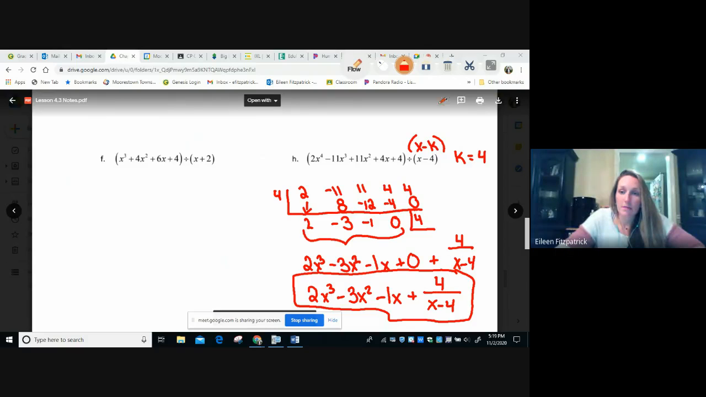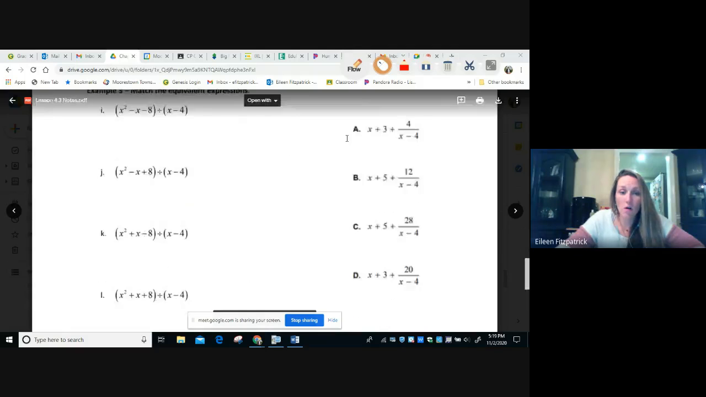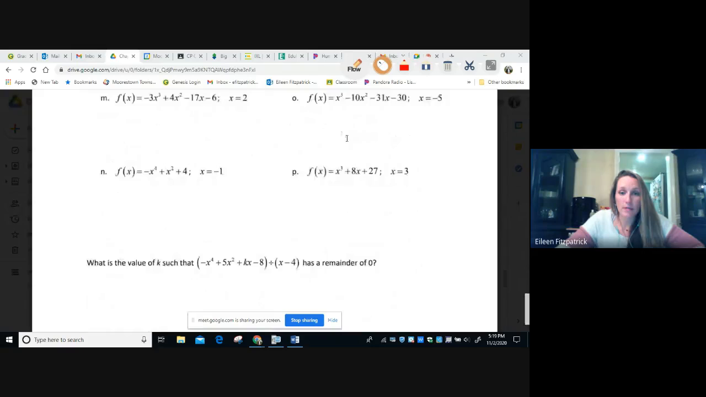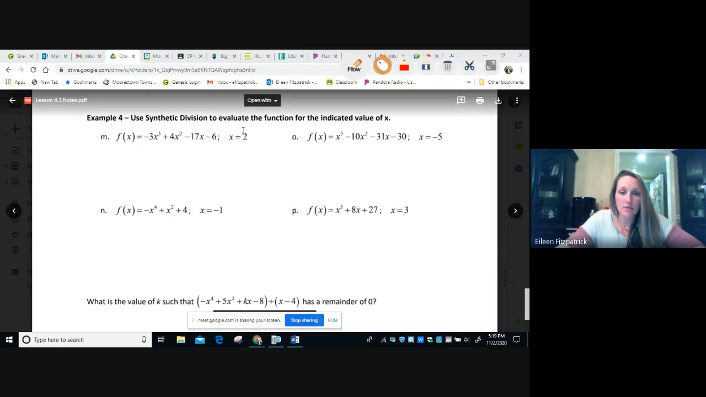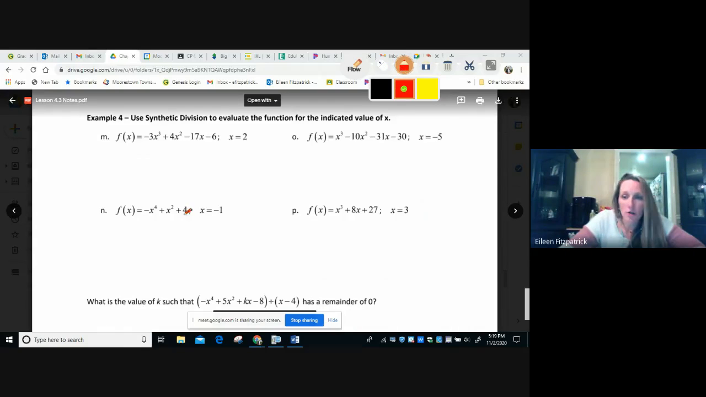All right, let's keep on moving along. So we did all of example 3 in the last video lesson. For example 4, we did M and O. We just have to do N, P, in this last problem here. N and P says use synthetic division to evaluate the function for the indicated value of x, which I think we actually did some of these in class just the other day. So you're going to use the value they give you and set up synthetic division just like we did above. So -1, that's what you're using for that k value.